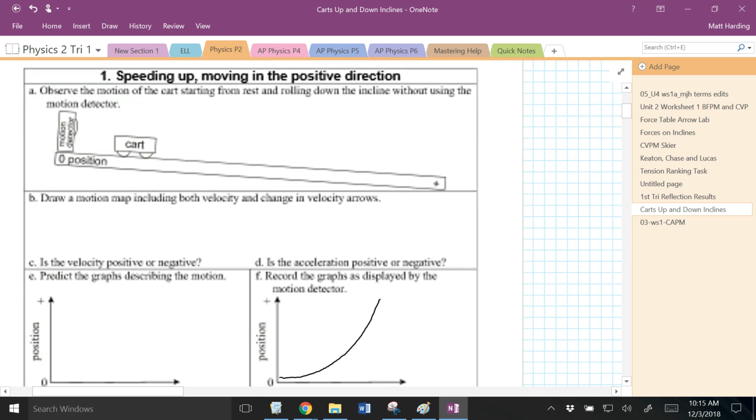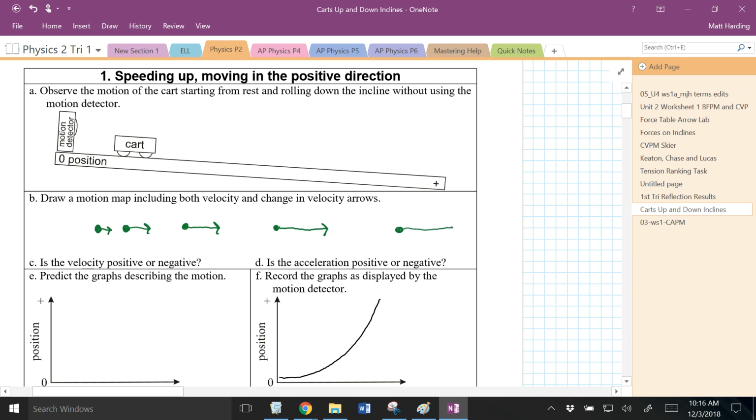Yeah, so if you've got this worksheet, a cart going down the ramp, the motion map is going to look just like your tape. The dots are going to get farther apart because this thing's getting faster. And so the arrows on here are not going to be the same length. They're getting longer. So those are the velocity arrows.